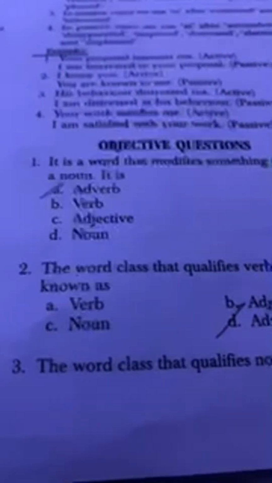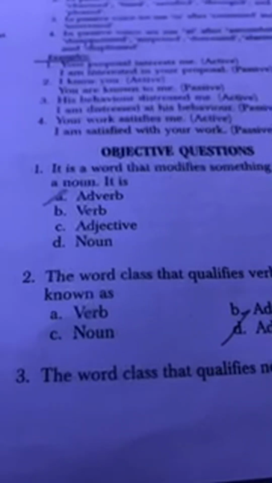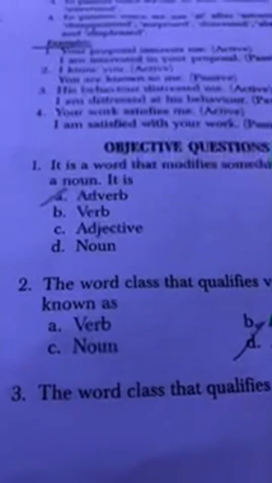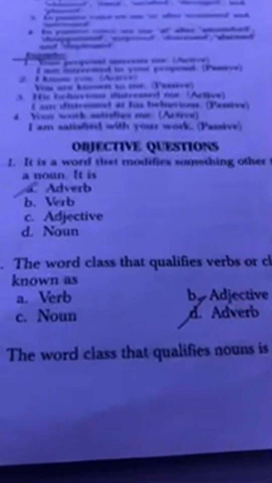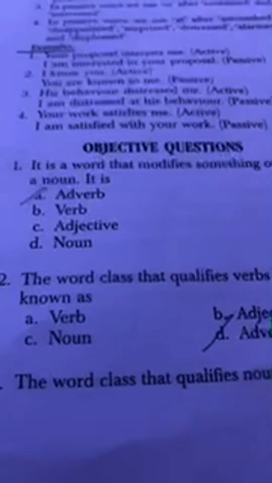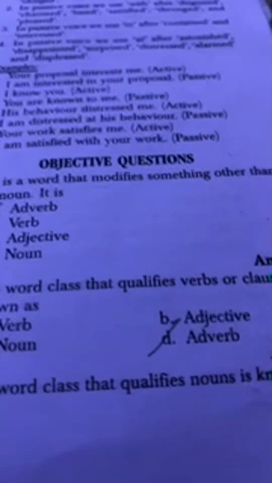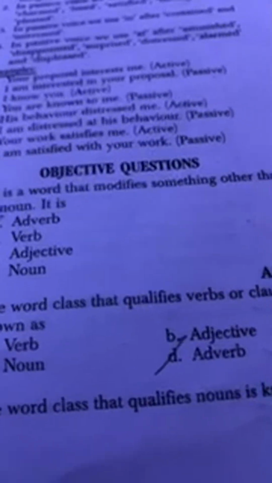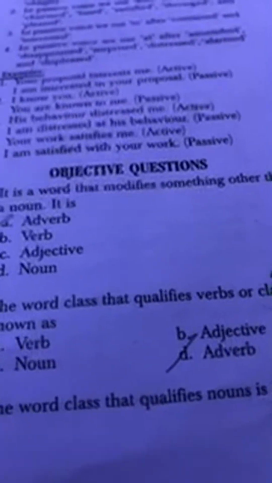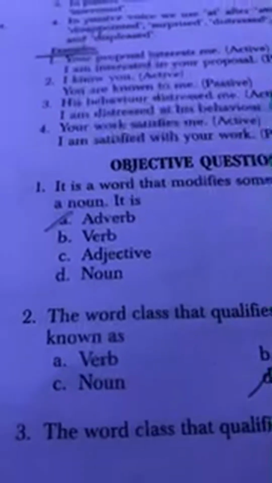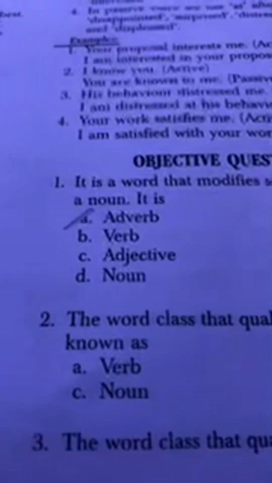And I have to be very quick because I have to cover almost 125 questions in this live session. The word class that qualifies verbs or clauses, again, the answer is adverb. Adverb is a word class that qualifies verbs or clauses. Adverbs are the modifiers, right? So it modifies even the whole sentence also, a verb or another adverb. So these are the general topics that we have already studied in our school time. Nothing very difficult. So let's come to the next question.